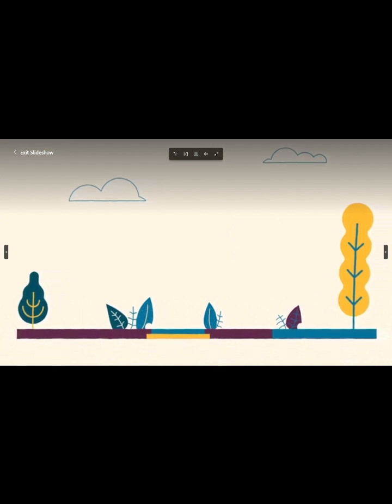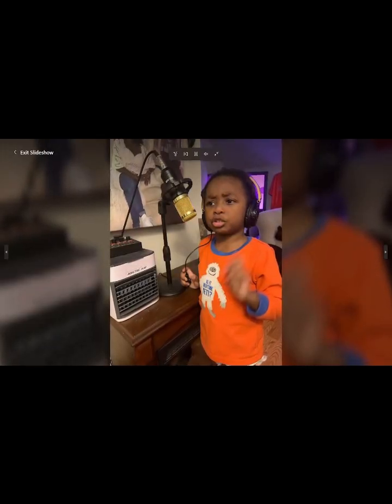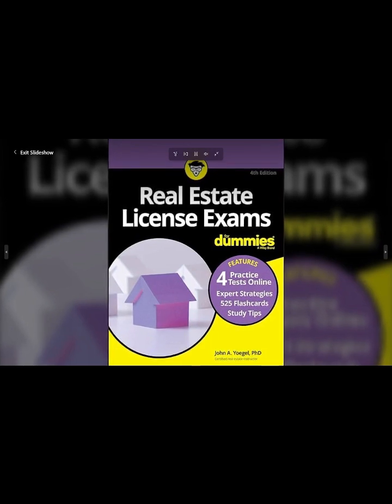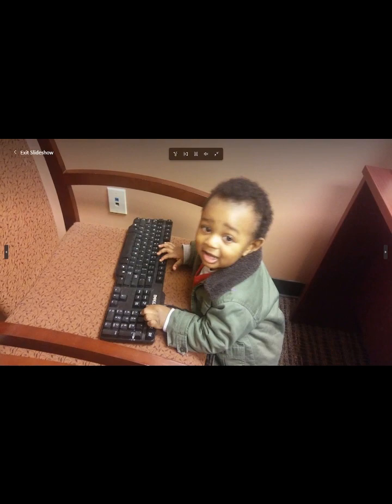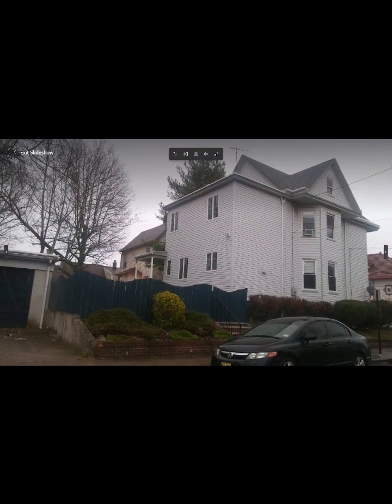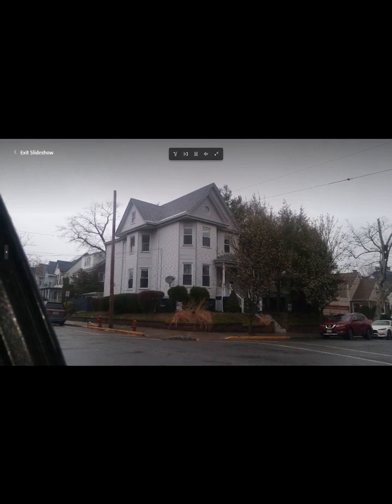Question number 2. To whom does an agent always owe her fiduciary responsibility? A, the buyer. B, the seller. C, the customer. D, the principal. Correct answer, D, principal. The principal is always the one to whom you have an agency relationship, and therefore is the person to whom you owe your fiduciary responsibility.